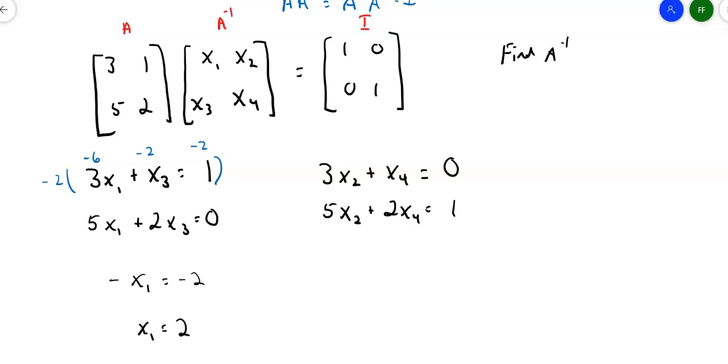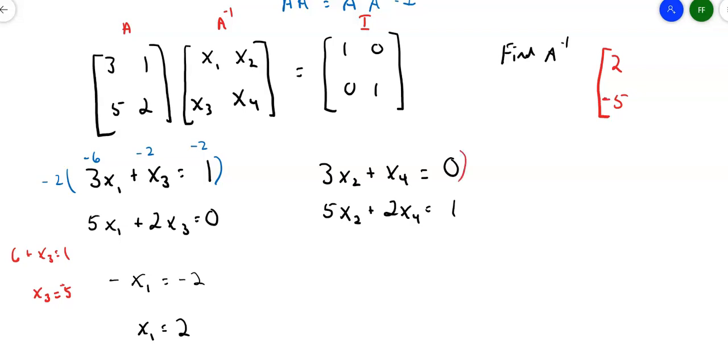All right, substitute it back in. Let's see. 3 times 2 is 6. Here, I'll come over on the side here. 6 plus x sub 3 is equal to 1. x sub 3 must be negative 5. So as I start filling in the A inverse, what do I know so far? I know x1 and x3. x sub 1 is 2. x sub 3 is negative 5. 6 minus 5 is 1. There we go. Okay. Now let's tackle the other side over here.